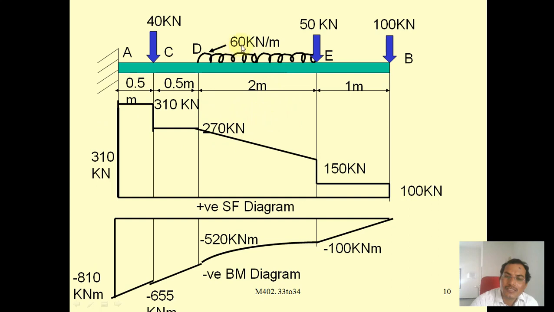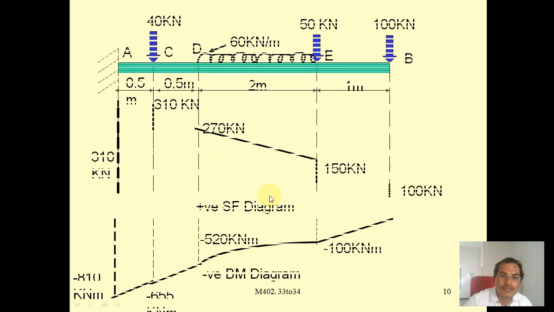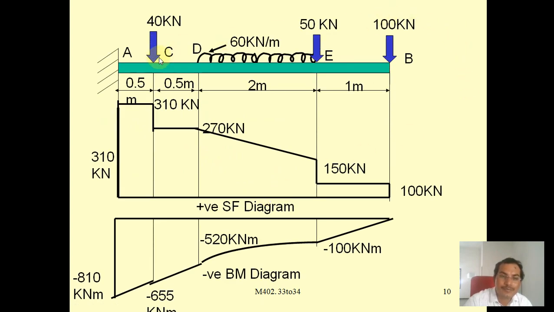We know that the UDL load is 60, and when it occurs the UDL load is multiplied by length, that is the formula. So 60 into 2 is the correct answer. Then calculating the total, positive, so 100 plus 50 plus 120 is 270 kilonewton, the right answer at the point of D, the application of total load 270. And at the C point we can know that.